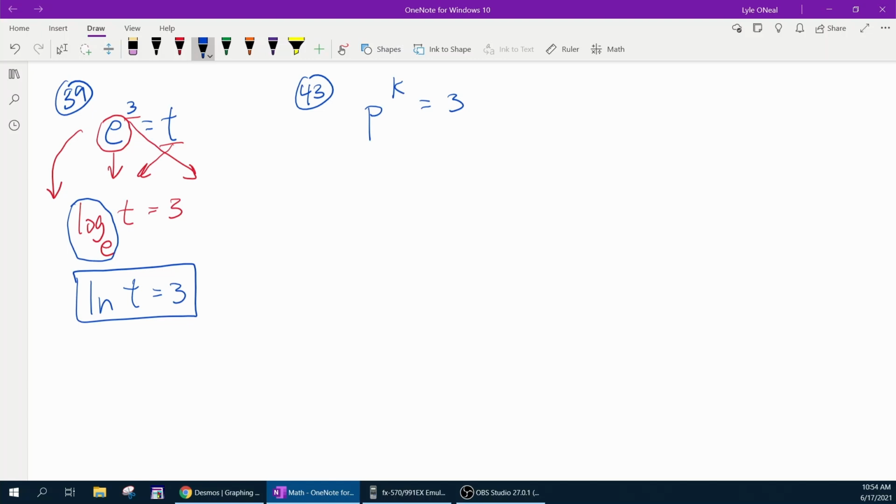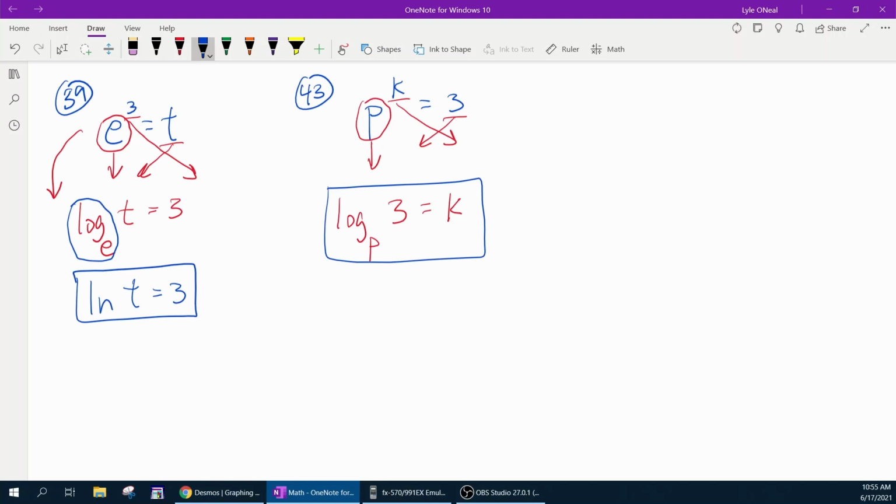Number 43 is exactly the same concept. They want us to convert from exponential to logarithmic form. We're going to use the poem again. Let's bring the base down. That's going to become log base p. Bring the base down, switch the other 2 around. Log base p of 3 equals k. And you're done. That is all there is to that.